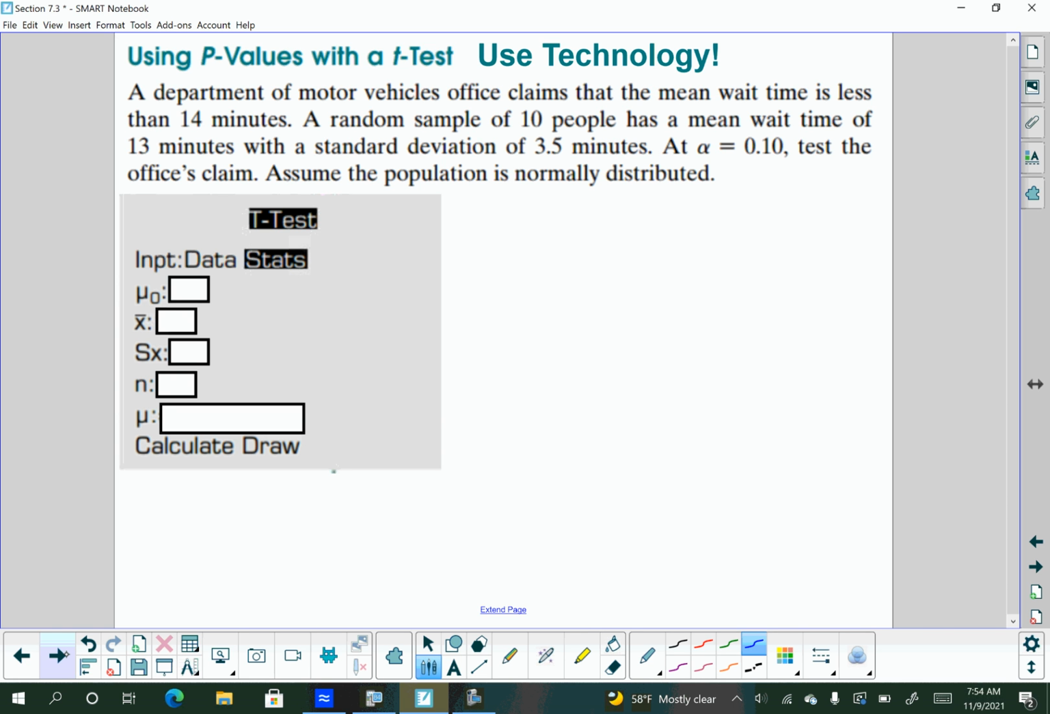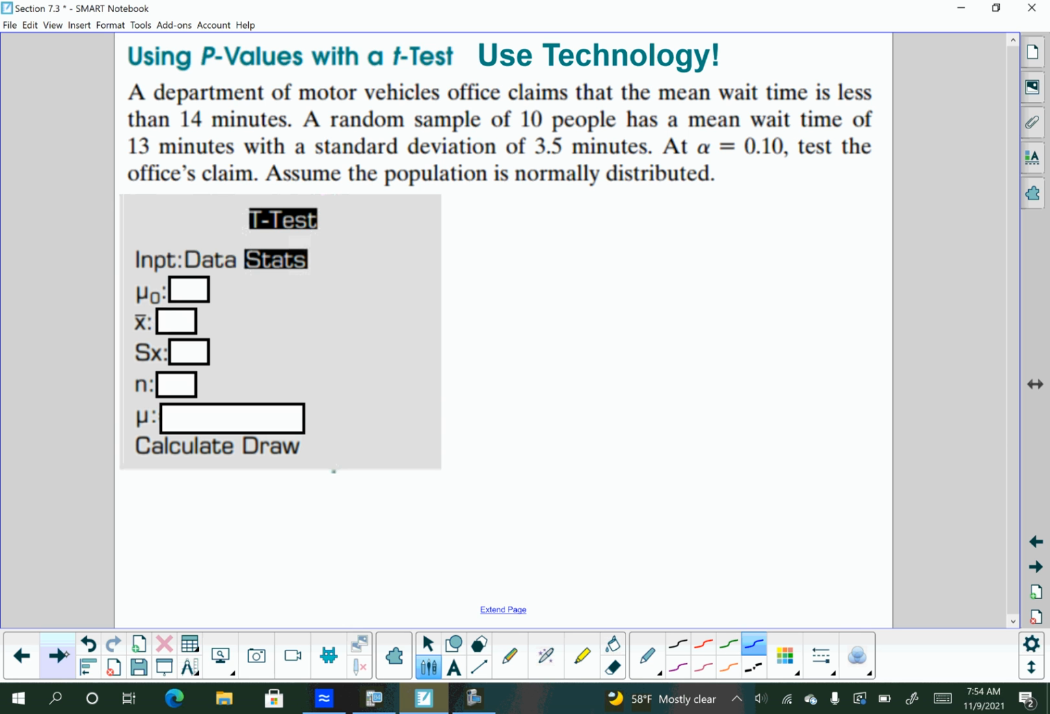So for this one, it says a Department of Motor Vehicle Office claims that the mean wait time is less than 14 minutes. A random sample of 10 people has a mean wait time of 13 minutes and a standard deviation of 3.5 minutes. At a level of significance of 0.1, test the office's claim. Assume the population is normally distributed.